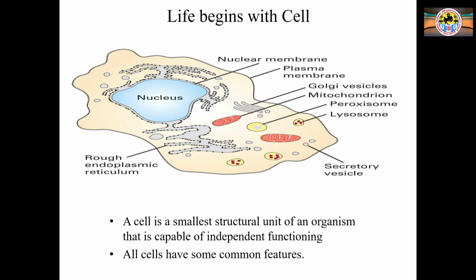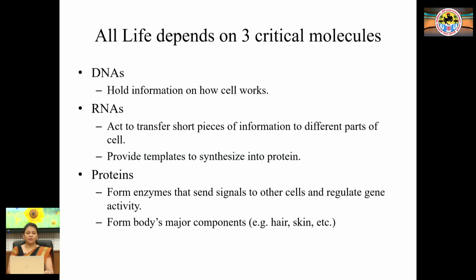A cell is the smallest structural unit of an organism that is capable of independent function. All the biomolecules, that is the DNA, RNA, and proteins, are present inside the cell. So, all life depends on three critical molecules, that is DNA, RNA and protein. DNA holds information on how the cell works, and RNA is a molecule that is transcribed from the DNA molecule and acts to transfer short pieces of information to different points of the cell.